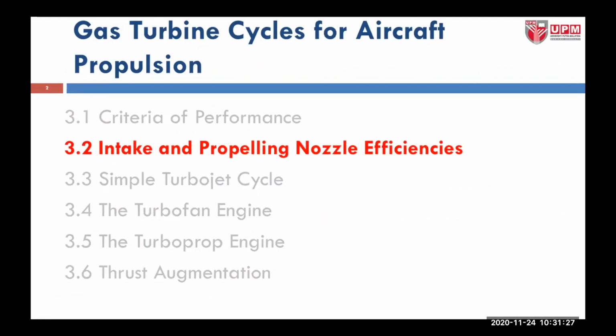For the topic on gas turbine cycle for aircraft propulsion, we have already looked at item 3.1, criteria of performance, and now we would like to go into the intake and propelling nozzle efficiencies. So basically the subtopic 3.2 is being divided into two parts. One is on the intake efficiencies and the second part is on the propelling nozzle efficiencies.